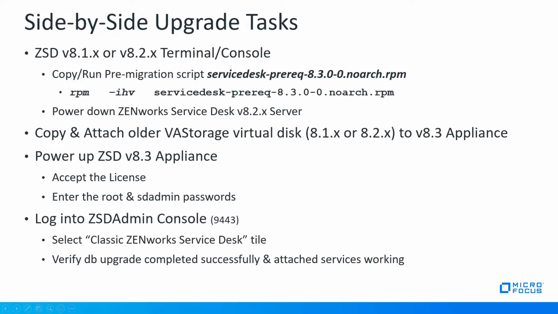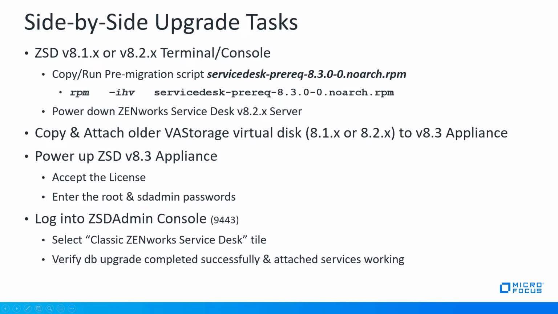All right, let's start the side-by-side upgrade task. Again, we're at 8.1 or 8.2. We're at the terminal. It's powered up. We're going to go ahead and run the Service Desk prereq 8.3.0 RPM, and you can do that by bringing it into this maybe /tmp directory and then chmodding it and then running the RPM with these commands here.